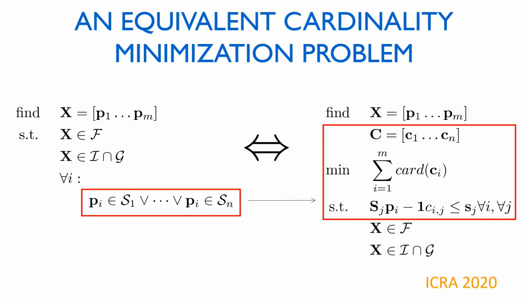This means that we can reformulate our original problem here and remove completely the OR constraints. We traded the feasibility problem for a strictly equivalent minimization problem. Still, minimizing the cardinality of a vector is in fact also a mixed integer optimization problem. So it seems that we have not progressed that much.